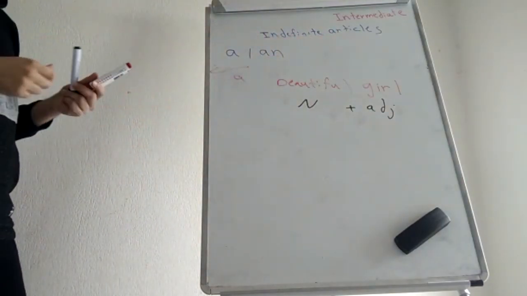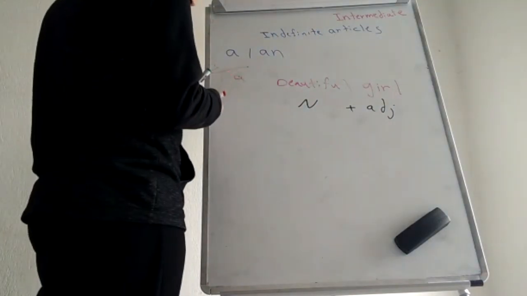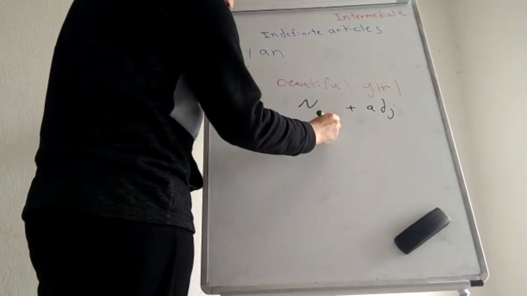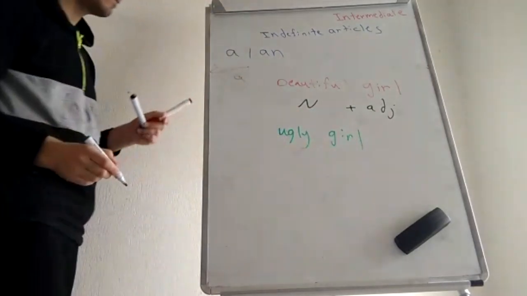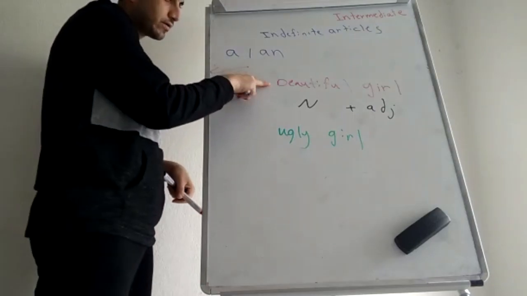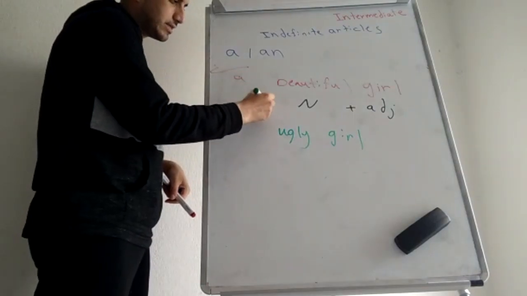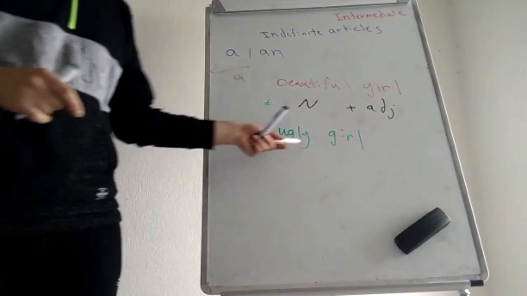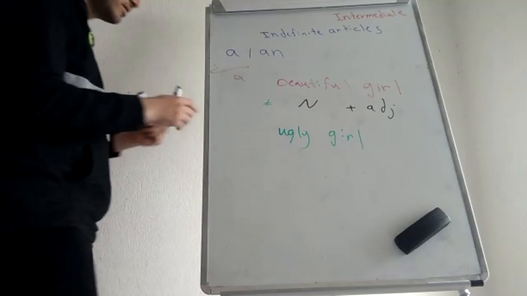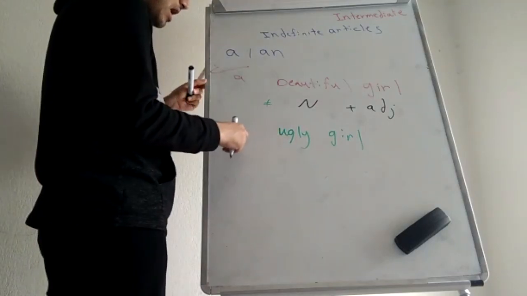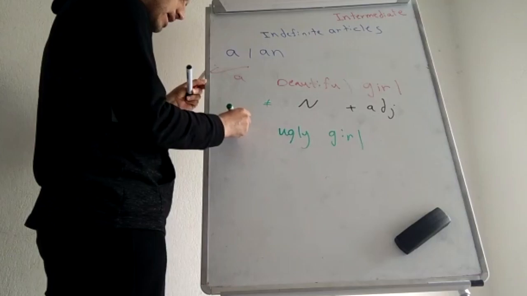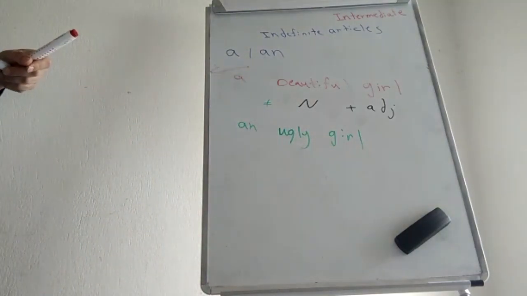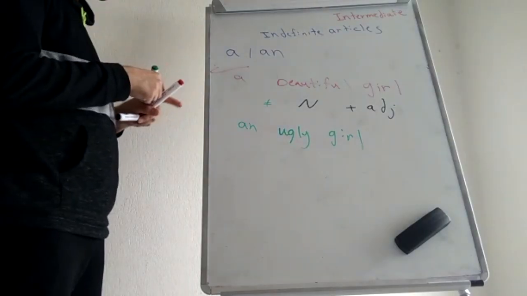For example, another example, ugly girl. Ugly is the opposite of beautiful. Ugly girl, so we use an ugly girl.